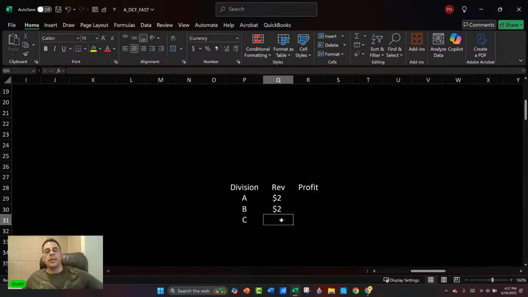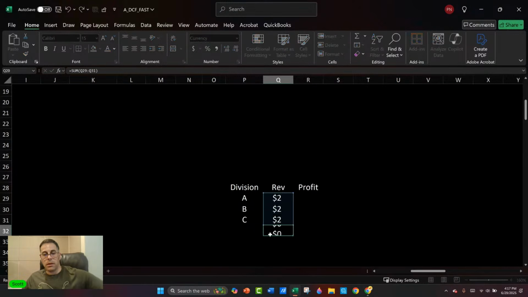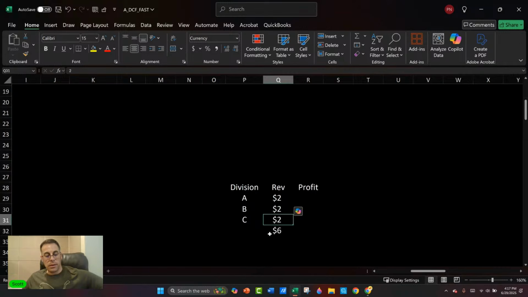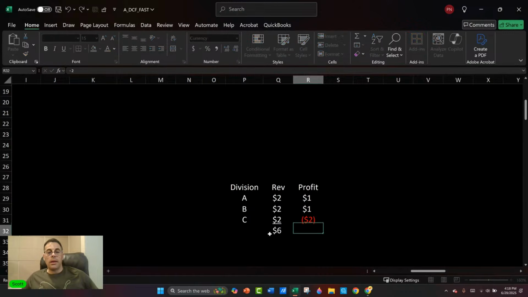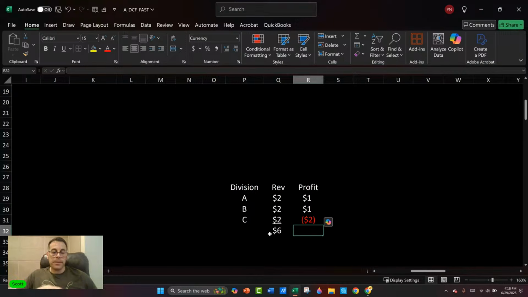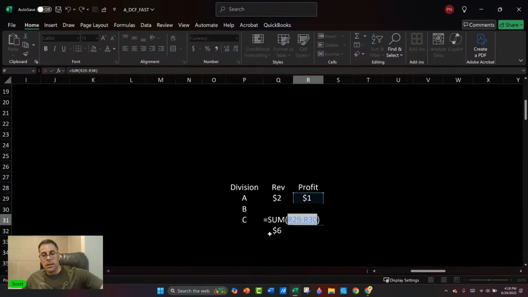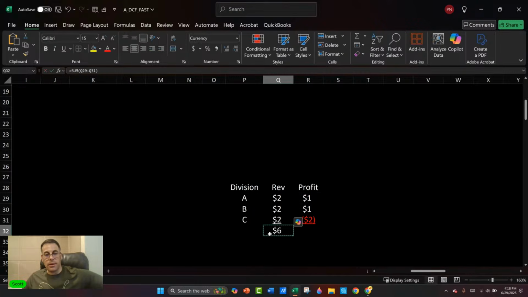So let's just keep it easy. Say each division has 2 billion of revenue. And the profit in division A is 1 billion. The profit in division B is 1 billion. And division C has negative 2 billion, which means they have 4 billion of expenses. So they're losing money in division C. So they have zero net income.